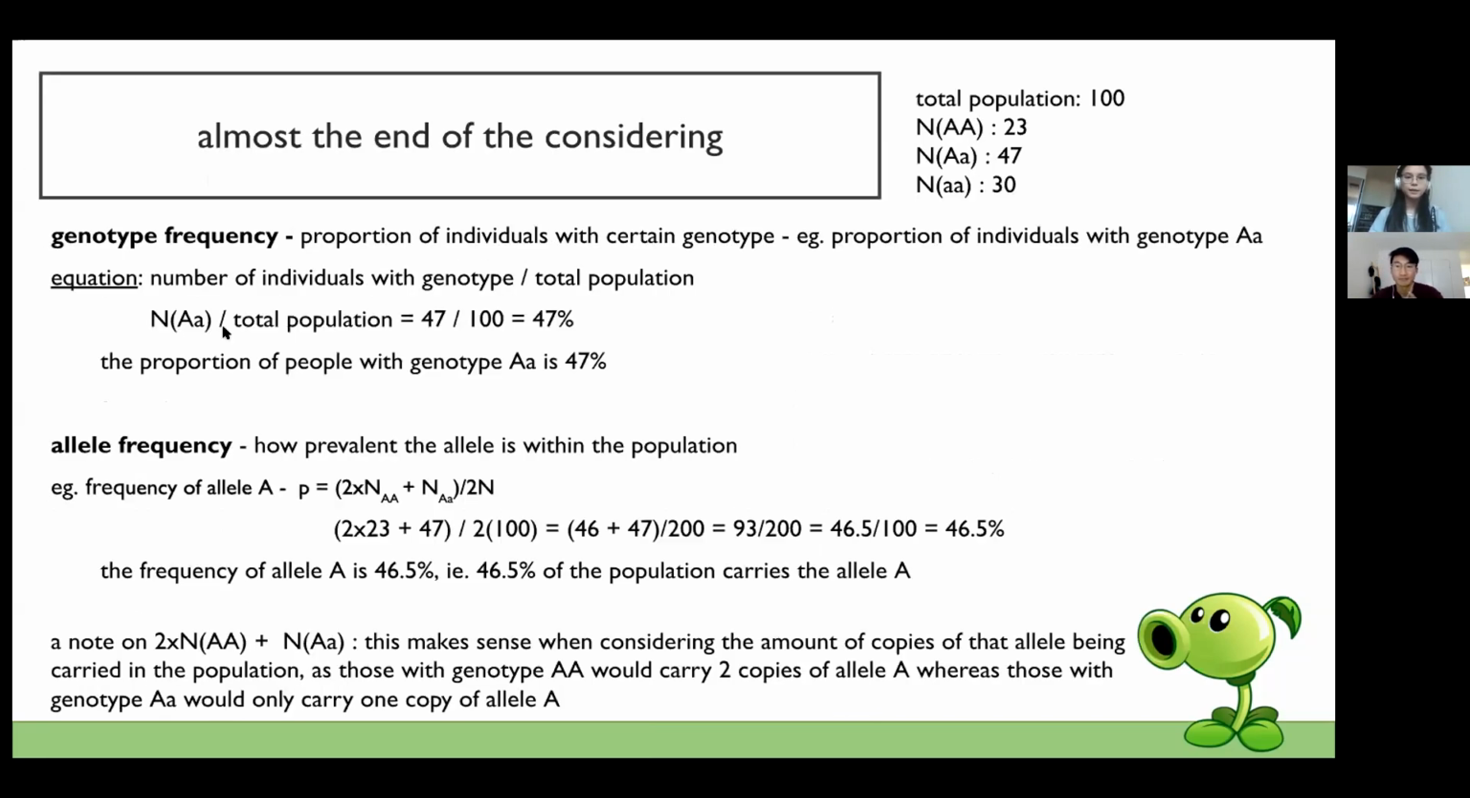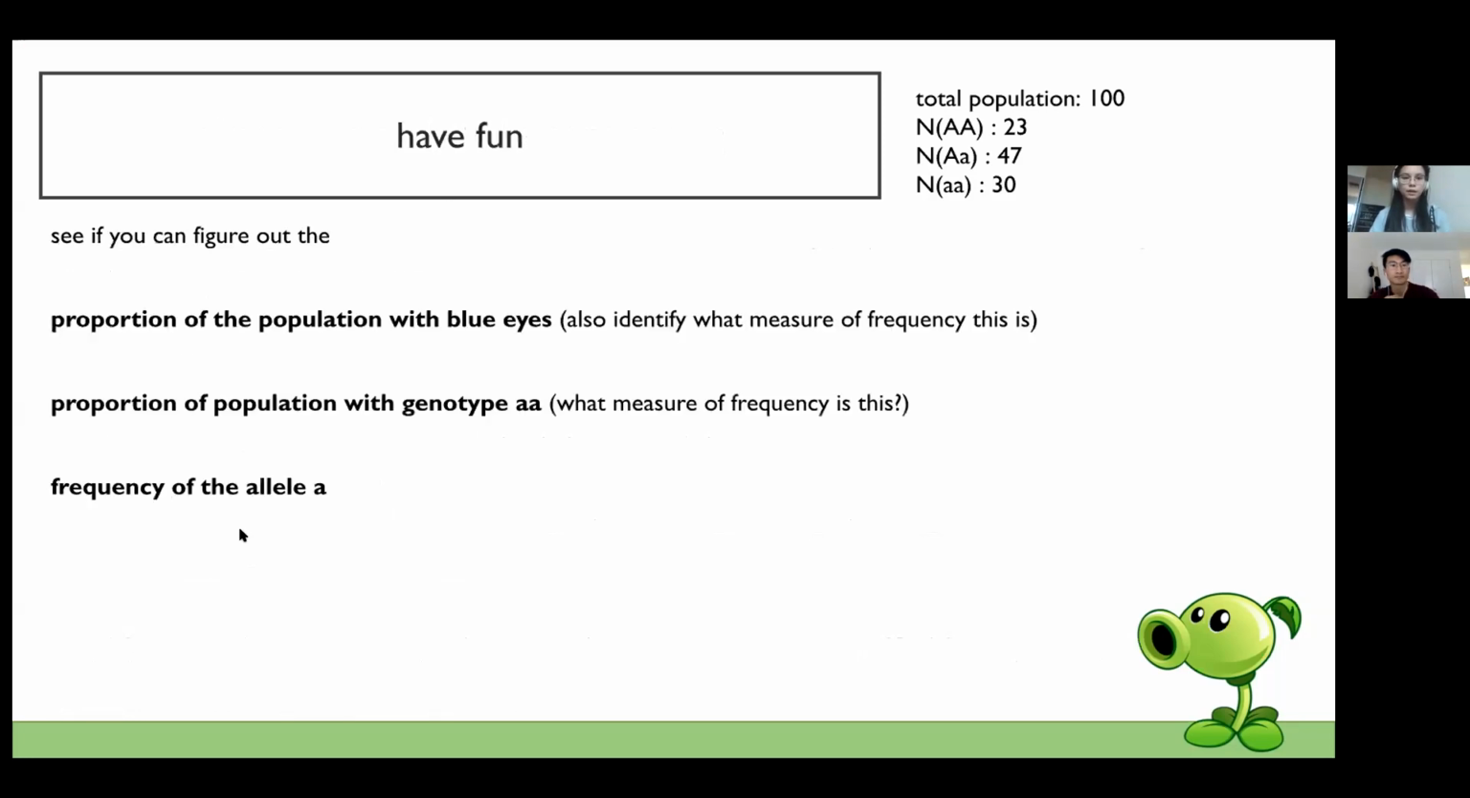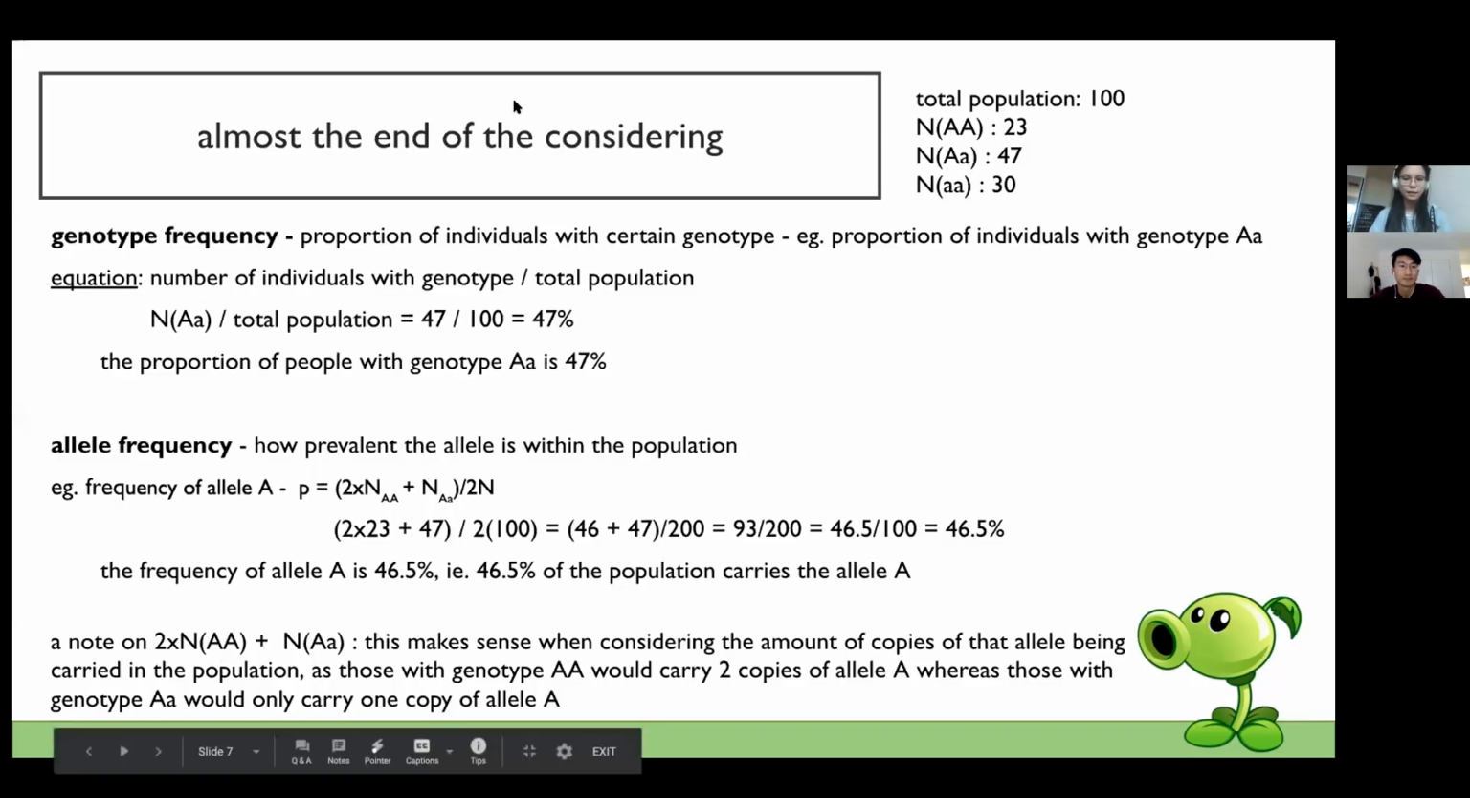Perfect. This looks very intimidating. Let me break it down. Okay, so allele frequency is the thing that looks kind of intimidating, right? So here is the equation. Okay, here we go. I know. Okay, so here is the equation.